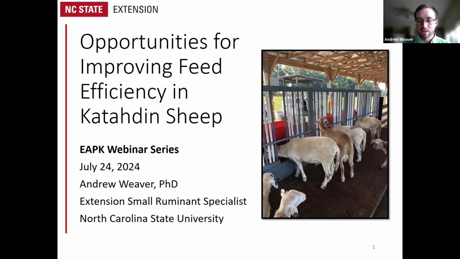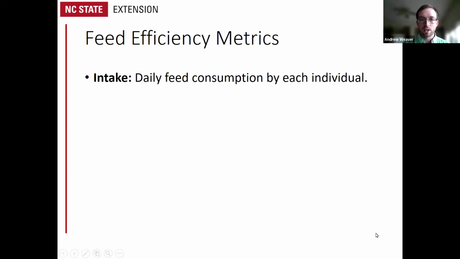I want to make sure everyone's clear on how we're expressing these metrics of feed efficiency and how we need to interpret them and understand what they really mean. So we think about feed efficiency, how we quantify it, and how we go about improving that trait and selecting for that trait. I want to start off with a few definitions here that we'll reference throughout the talk.